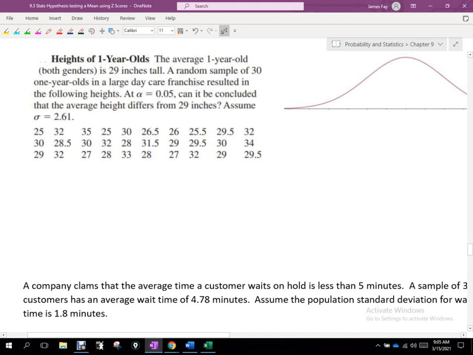There's a random sample of 31 1-year-olds in a large daycare franchise that resulted in the following heights. With alpha being 0.05, can it be concluded that the average height differs from 29 inches? Okay, as we read this, we're still talking about averages, so our null hypothesis and alternative hypothesis are going to deal with mu. Right now, which value in here is the accepted average for 1-year-olds?